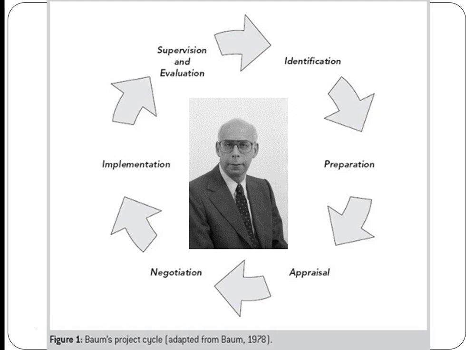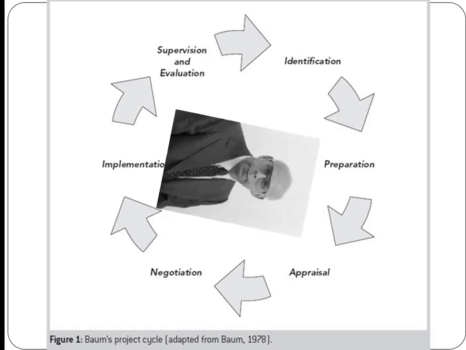And if you look at the arrows there, the reason it's called a cycle is that while there is a start, middle and end, oftentimes projects are continually moving. So obviously the first part is identification, then you move on to preparation, appraisal, negotiation, implementation, supervised evaluation, and then you can go back to identification again. So oftentimes one project, when it's finished, leads on to another project, and we'll look at different ways that you can present this cycle. You see variations of it, and I'll show you a couple of variations in a minute. Okay.